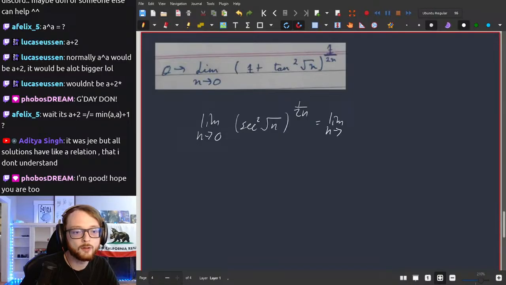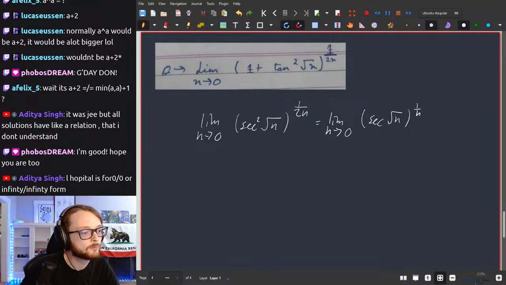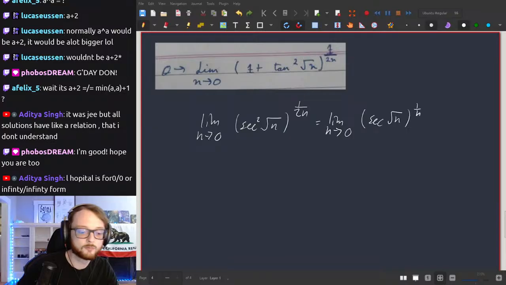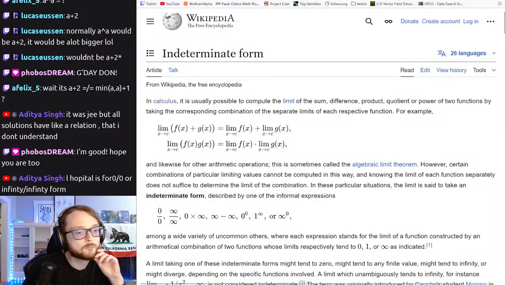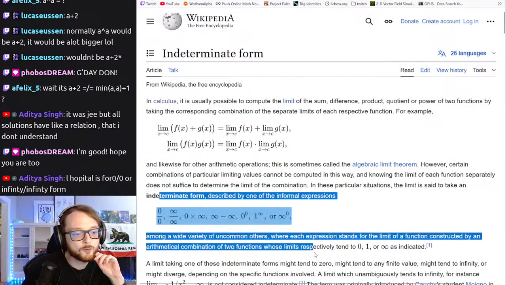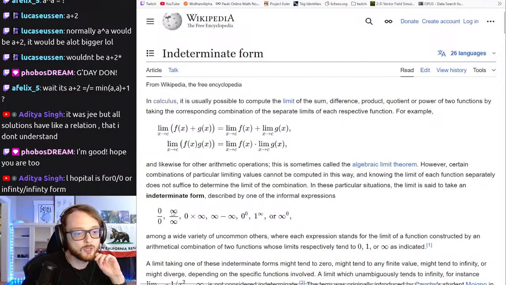Although we can also say that it's this. Nope. Well, L'Hopital's also works for 1 to the infinity. So, Wikipedia article for indeterminate forms, they're all right here. The first two are the most common, but 1 to the infinity is another one.